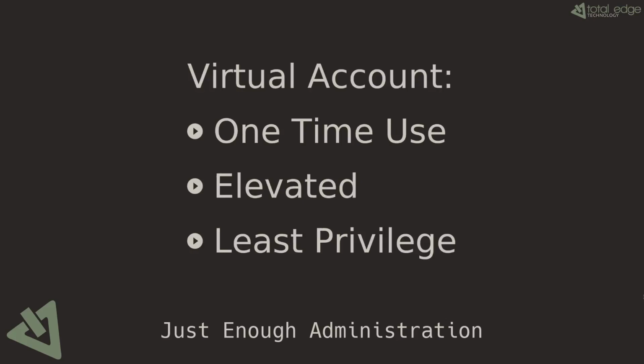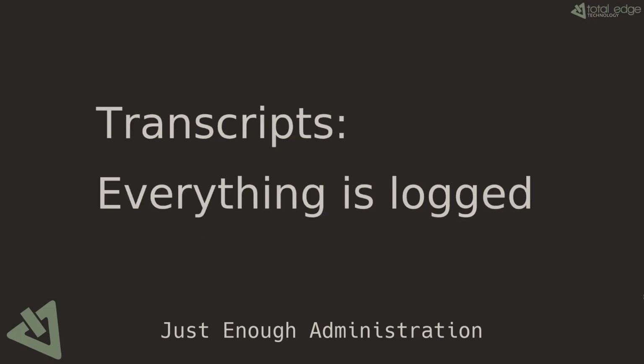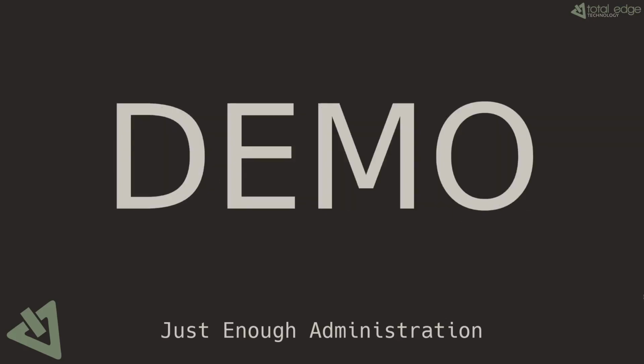When a user makes a connection to the JEA endpoint, a virtual account is created, which is a one-time use elevated account, and based on the configuration of your role capabilities file, you can follow the principle of least privilege. Everything is logged in transcripts so you can see every successful and invalid command that a user attempted to run. So let's hop in and do a demo.